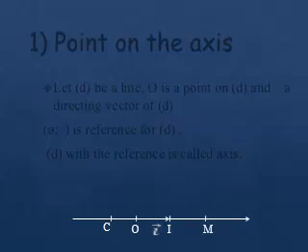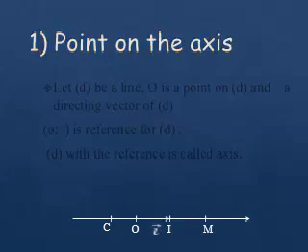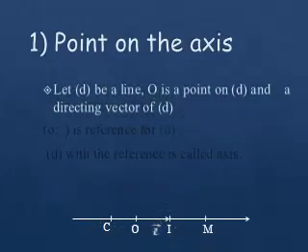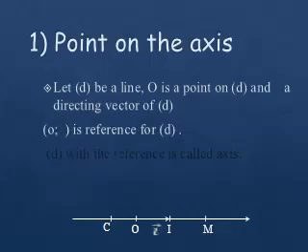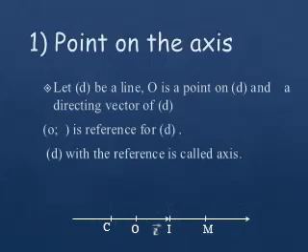First of all, you know that any point on the axis has a directing vector and a coordinate on the axis of abscissa. We call it D, the line D is the reference and the axis. O is the origin and I is the directing vector. So any point M on this axis has a coordinate x and a directing vector I for the axis of abscissa.